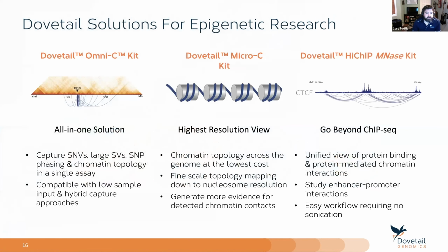Here at Dovetail we have a handful of options for people to look at those chromatin interactions in 3-dimensional space, starting with our OmniSeq kit, which enables variant detection from SNPs to large structural variants. It does a really good job with genome assembly and phasing across the whole chromosome. This is also compatible with hybrid capture approaches with existing panels. You don't have to go in and redesign anything that you're looking at.